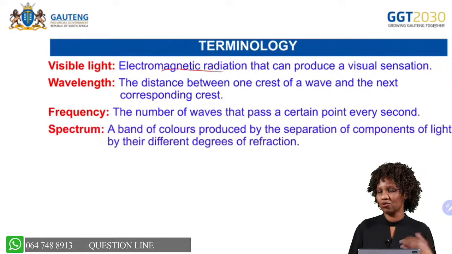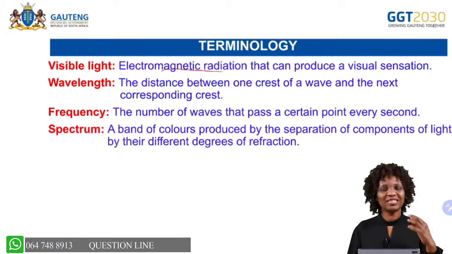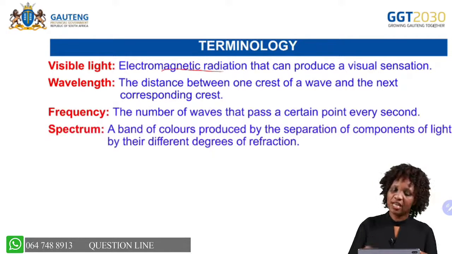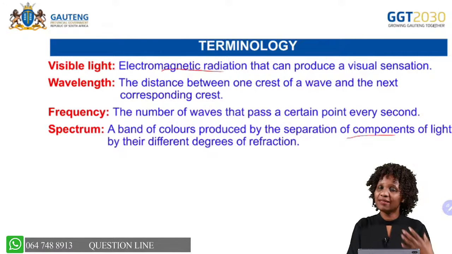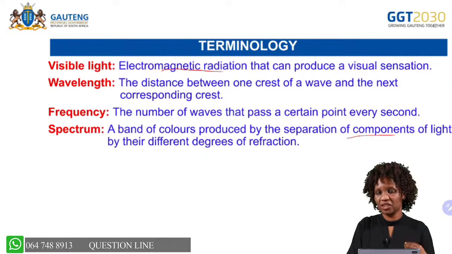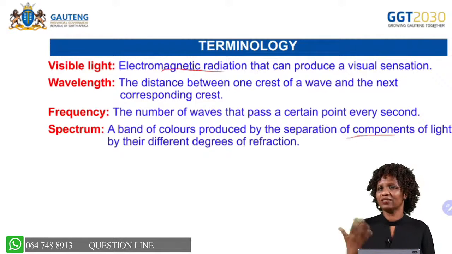And then spectrum. What are we talking about when we are saying spectrum, grade 8? This is a band of colors produced by separating the components of light by their different degrees of refraction. It brings us a new word, refraction. What does the word refraction mean?